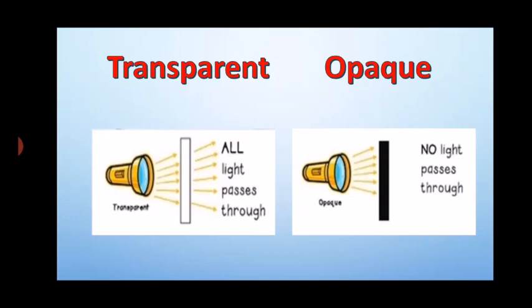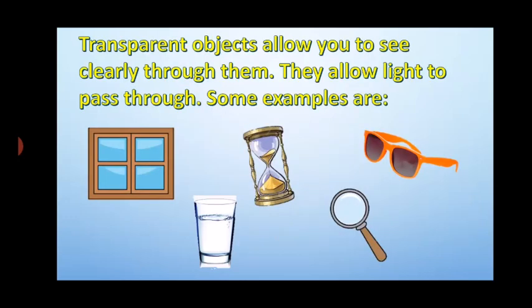Alright children, so let's move on and now finally talk about some more transparent objects. So look, the glass is a transparent object. Look here, you can see through the glass. You can see the sand falling here.